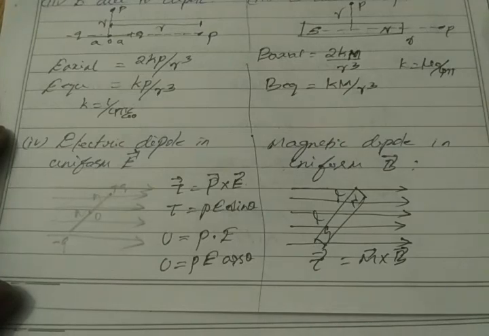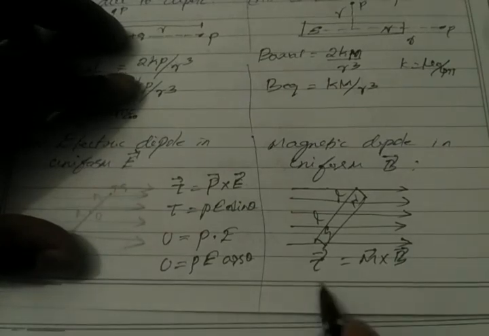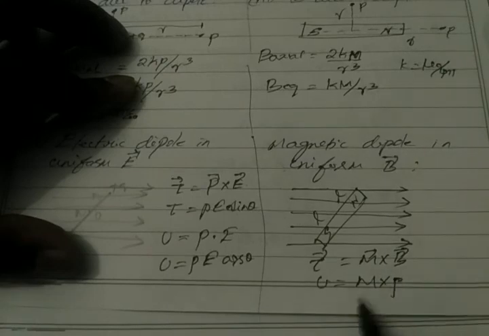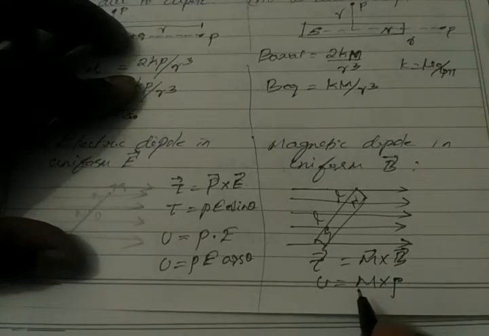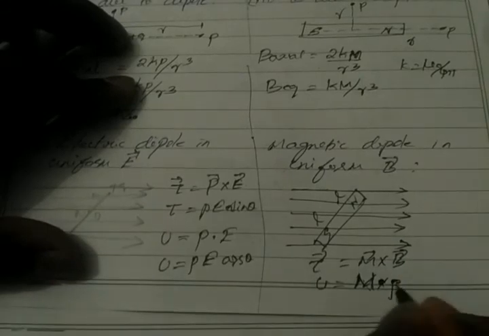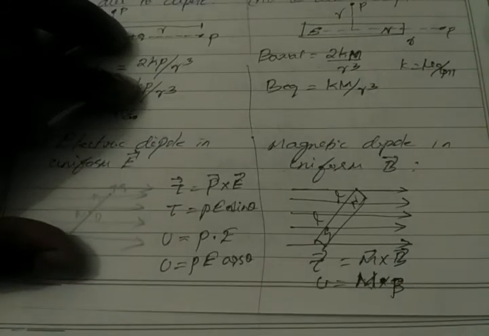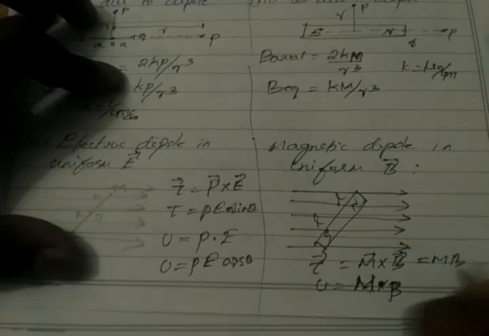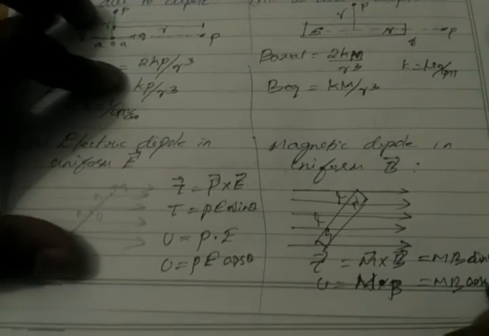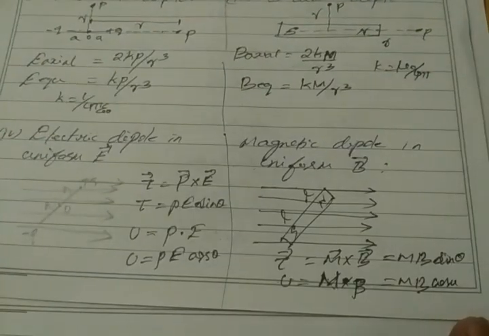Where M equal to NIA. Clear? And potential energy is M dot B, right? Here we can write MB sin theta for torque. Here we get MB cos theta for potential energy. So this is the comparison between electric dipole and magnetic dipole.